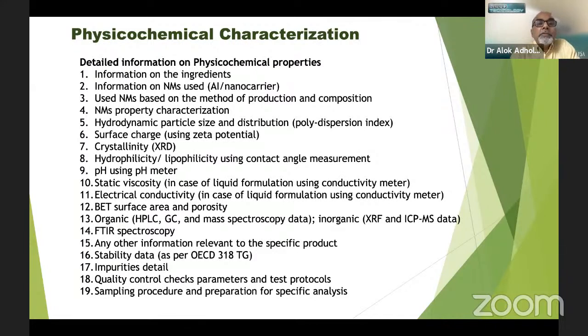And this guidance includes physicochemical properties, considering 19 parameters on which the data has to be developed by the developer. And therefore, once this data comes to the surface, then the regulators as well as the recommending ministries can take advantage of this data and recommend these technologies and products to the market.